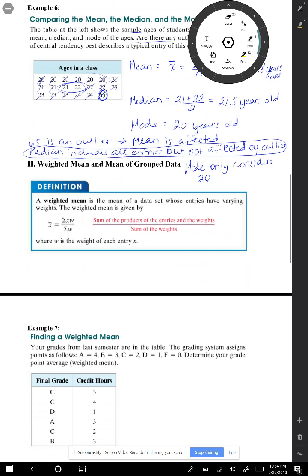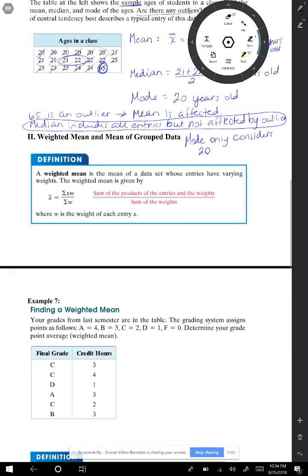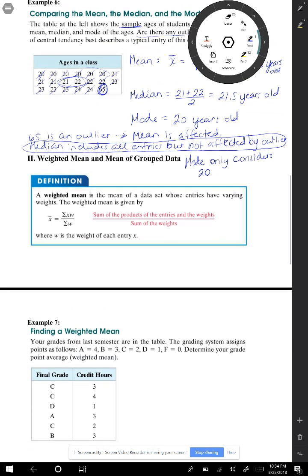The next thing we're going to look at is called the weighted mean and mean of grouped data. So a weighted mean occurs when different data entries have a different weight. The easiest way to think about this is in a class, if your tests have a greater weight than your homework. So let's say maybe your tests count 70% and your homework only counts 30%. That would be a weighted average, and that's what a weighted mean is.